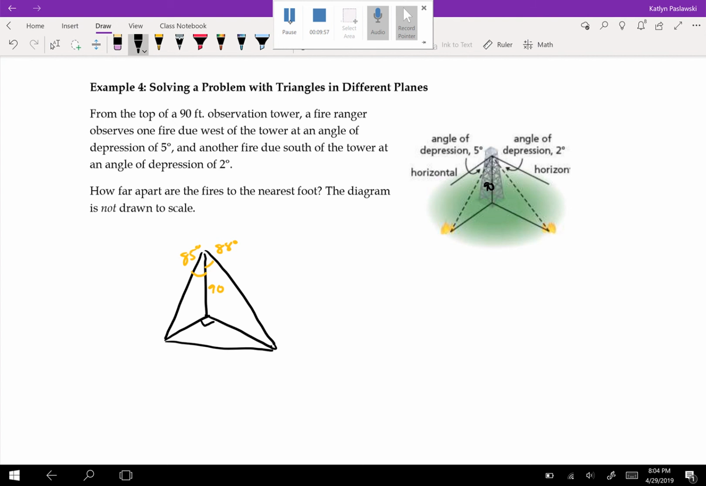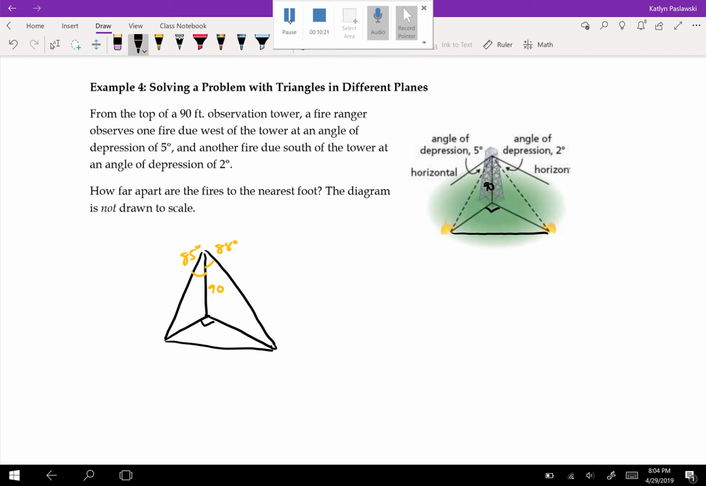Now it's actually wanting us to solve the length between the fires, and we need to recognize that this here creates a 90-degree angle. So in order to solve for our length here, I need to find the distance from the tower to one fire, the distance from the tower to the other fire, and then I can use Pythagorean theorem to solve for my third length. So I've redrawn it with the angles labeled.